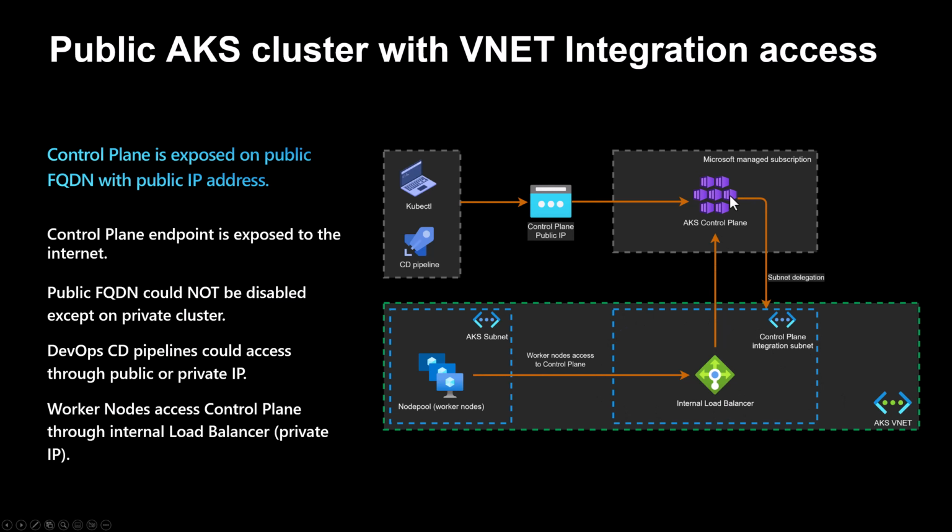So this means our control plane now has two endpoints: one public endpoint for kubectl and the CD pipelines, and that public endpoint could be disabled if you want to, but it also has a private endpoint for connecting the worker nodes privately to the control plane.